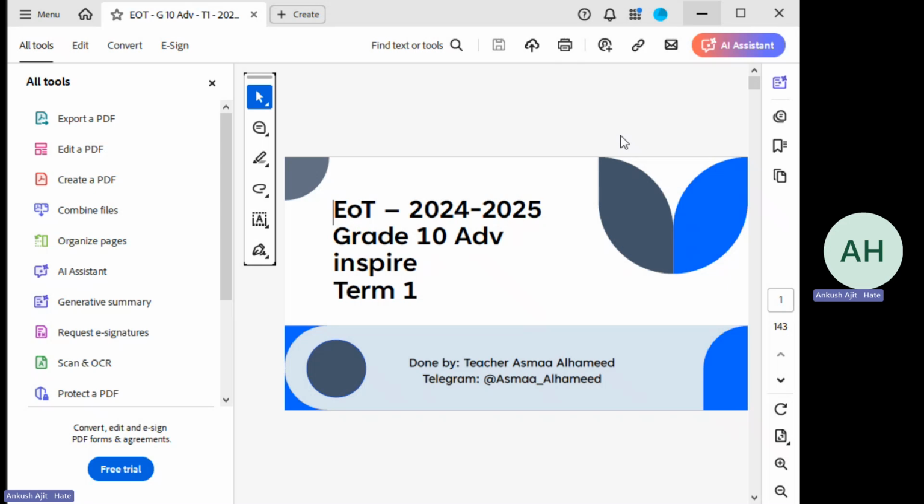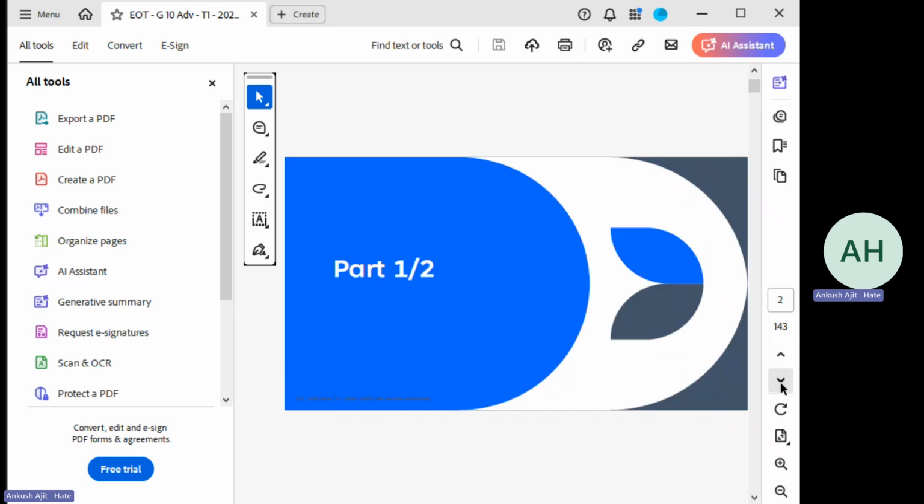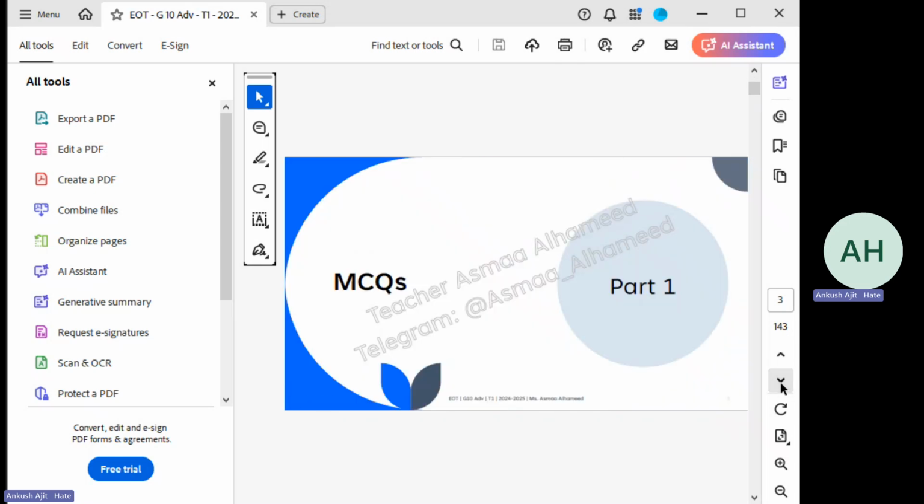So I've already shared the screen. So I'll just share the screen again and we can start with our first question here. Okay, so this is the EOT for 2024-2025, term one. Let us go quickly over this. There are two parts here.